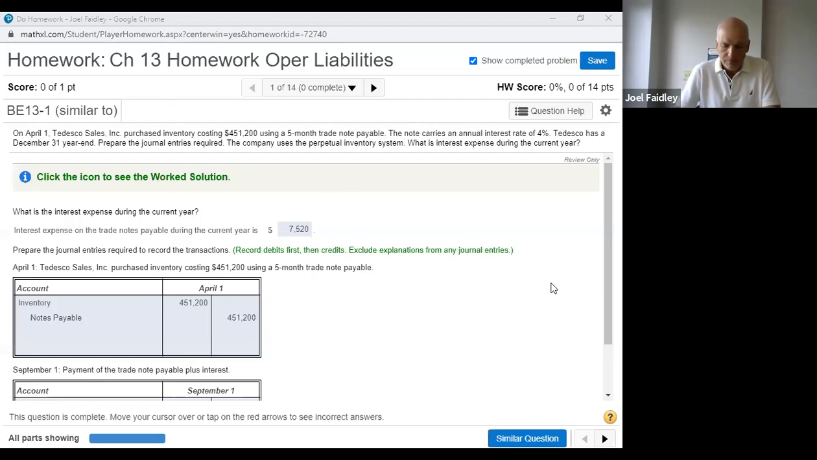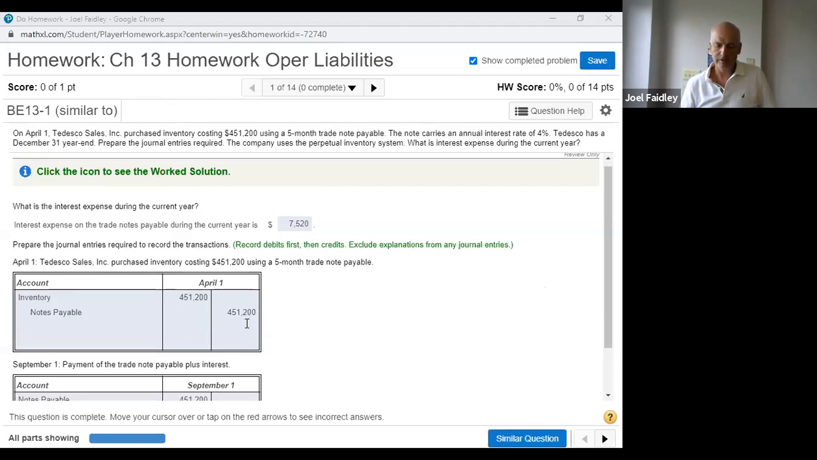April 1, Tedesco purchased inventory, $451,200, 5-month trade note payable. It's different between accounts payable and notes payable. Notes payable typically has interest assigned to that. Accounts payable does not. So you can see the journal entry there. We are debiting inventory for $451,200. There's our short-term notes payable.